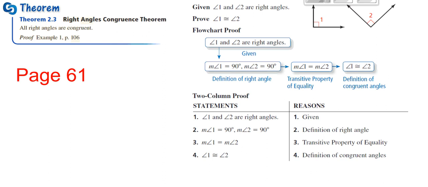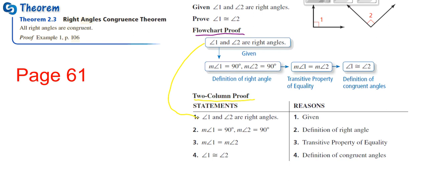So if we have angle 1 and angle 2 are right angles, we want to prove that they're congruent. This is kind of nice because we can compare and contrast the difference between our flowchart proof and also our two-column proof. So our given statement: angle 1 and angle 2 are right angles.